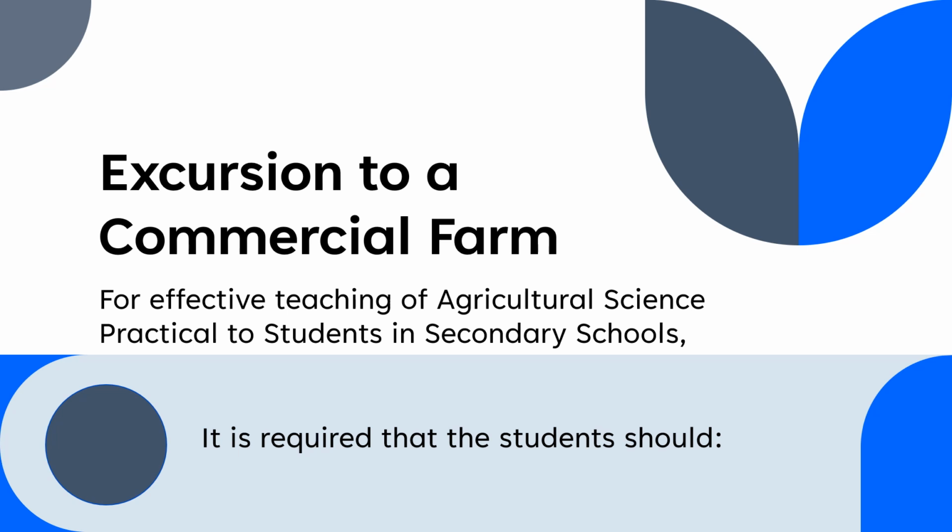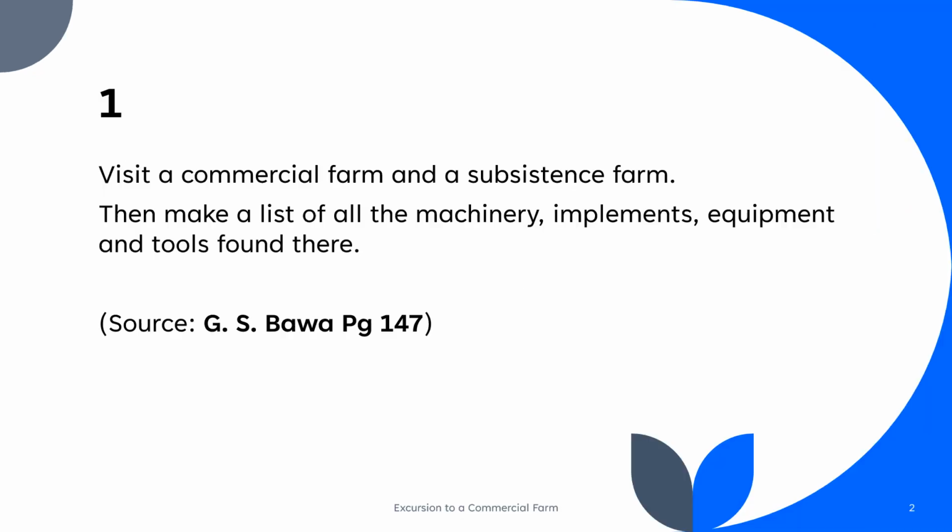For effective teaching of agricultural science practical to students in secondary schools, it is required that the students should: 1. Visit a commercial farm and a subsistence farm. Then make a list of all the machinery, implements, equipment and tools found there.